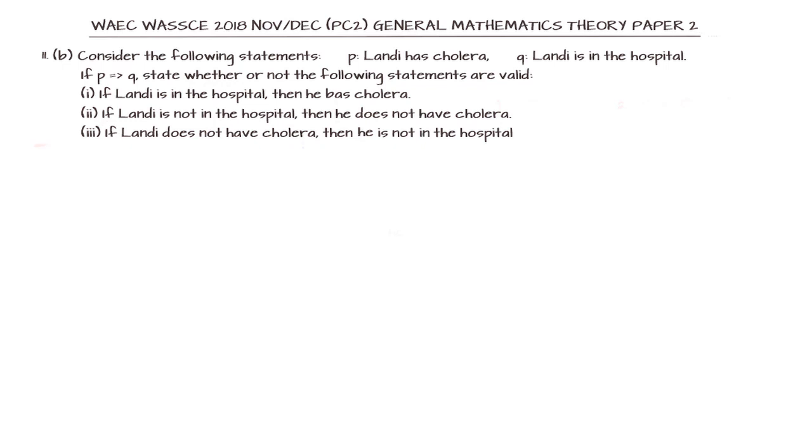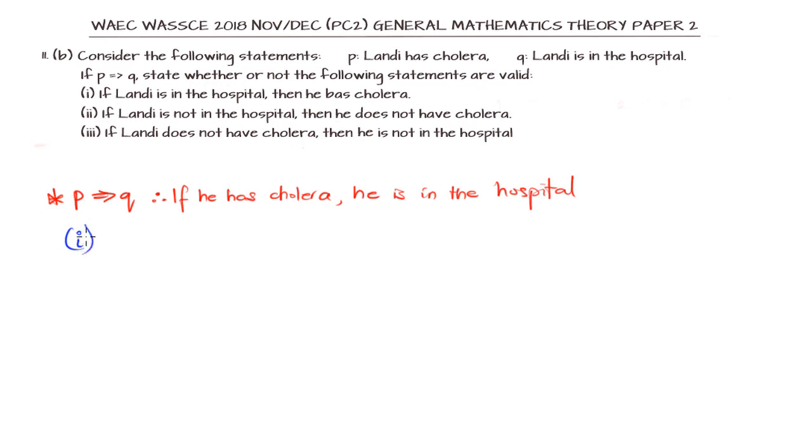Now, in the first case, we are being told that if Landy is in the hospital, then he has cholera. The interpretation of this: normally we are given that P will result in Q. The logical interpretation of this will mean that if Landy has cholera, then definitely he's going to be in the hospital. That is a valid statement since P will lead to Q. So if he has cholera, then he will be hospitalized. Now, with that, we can go ahead to solve for our question.